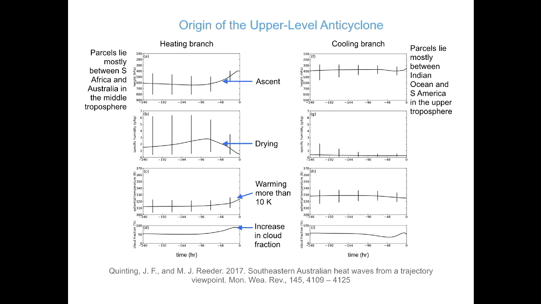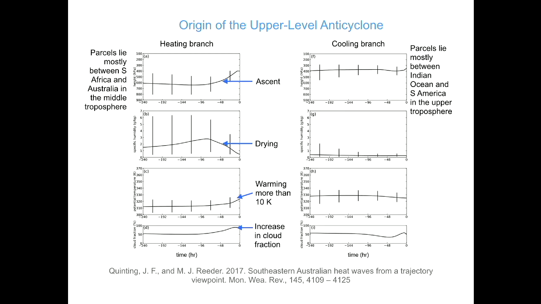The vertical lines here represent the distance between the 25th and the 75th percentiles. In other words, it gives you a measure of the spread. Remember, this is not just one trajectory, this is 10,000 trajectories, so we're just getting some measure of the spread of these trajectories. And the parcels start to ascend in the last 48 hours.